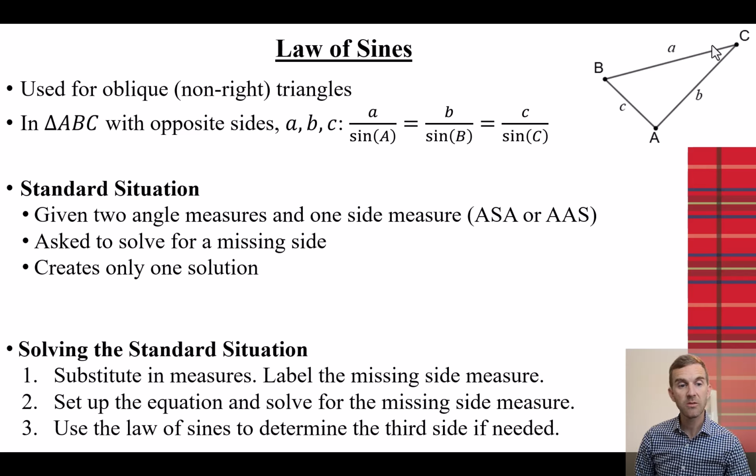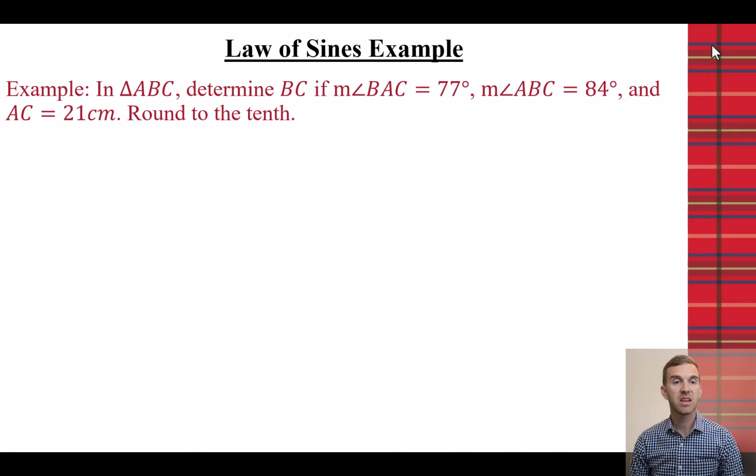So when we want to solve these problems, we substitute in our measures, label each missing side that we're looking for, and then set up the equations and solve for that measure. And we can use the law of sines to solve for the third side if we need to or are asked for it as well. So let's say that we have triangle ABC, and we want to determine BC if we know that angle BAC is 77 degrees, angle ABC is 84 degrees, and AC is 21 centimeters.